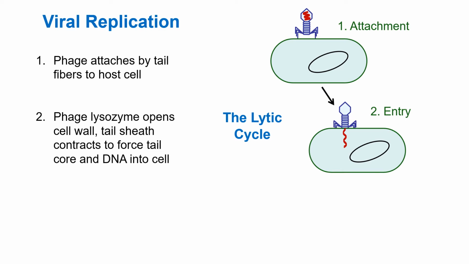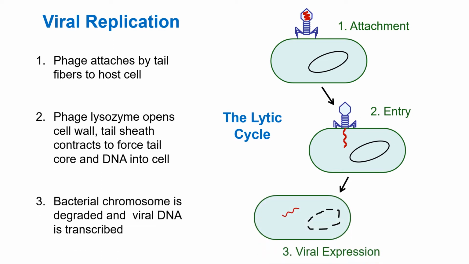In this case, lysozyme is going to essentially make a hole in the peptidoglycan layer. That's going to allow a tube, kind of like a hypodermic needle, to punch through the wall and punch through the inner membrane and allow the phage to inject its DNA into the cytosol of the cell.